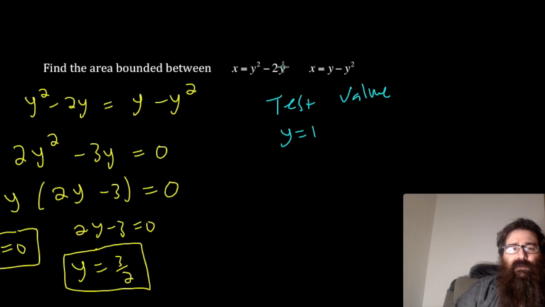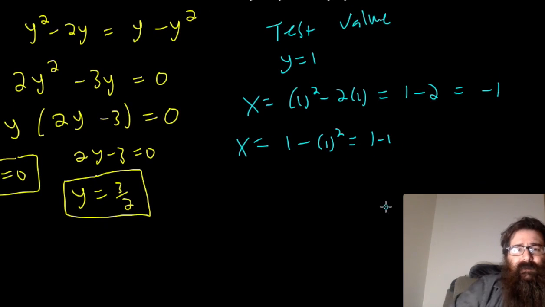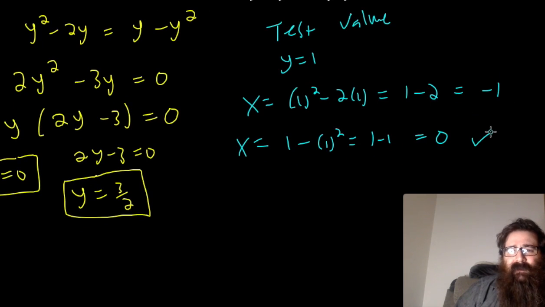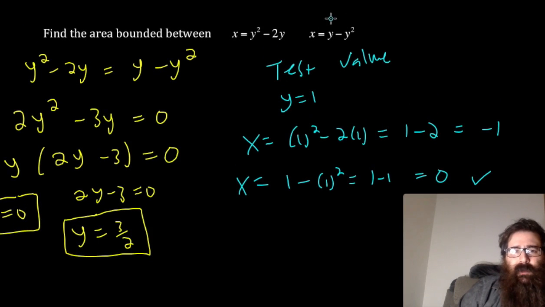If I plug into this first curve, and I'm plugging in for y, I get x is 1 squared minus 2 times 1, which is 1 minus 2, which is negative 1. If I plug into this next curve, I get x is 1 minus 1 squared, which is 1 minus 1, which gives me 0. And 0 is larger than negative 1, so that means that came from the y minus y squared. That means that must be the upper function in this case.